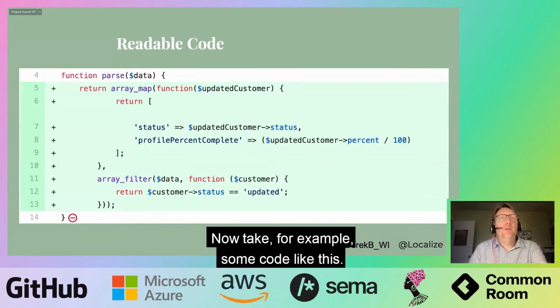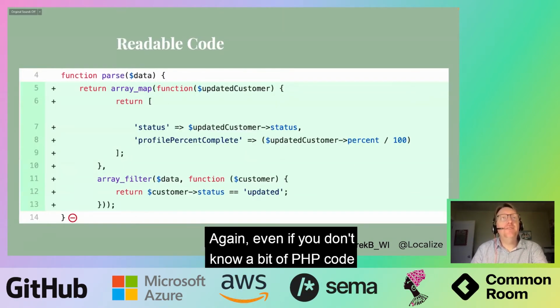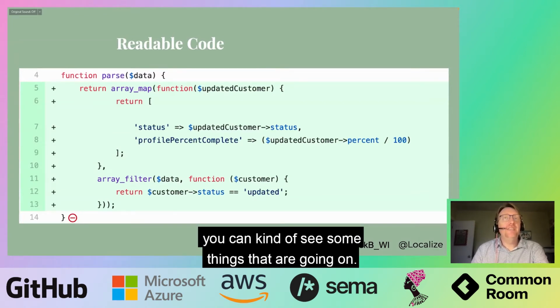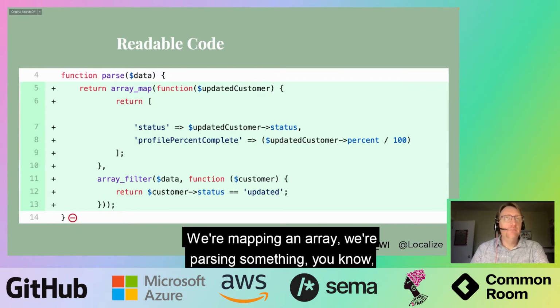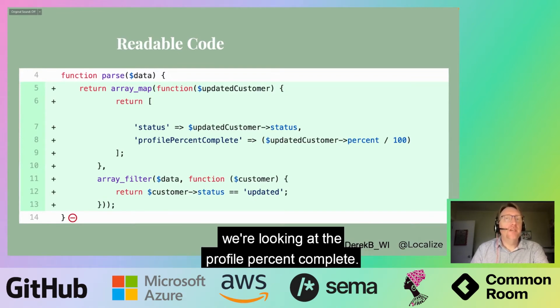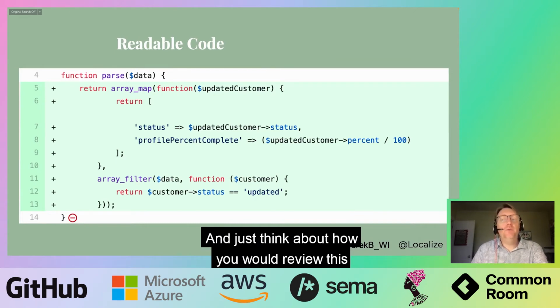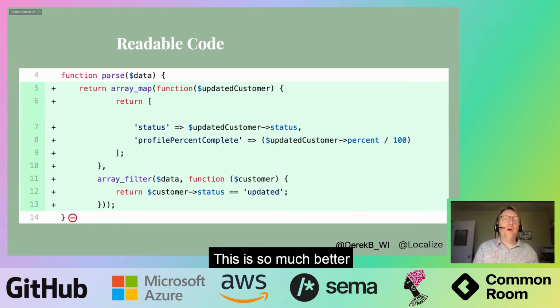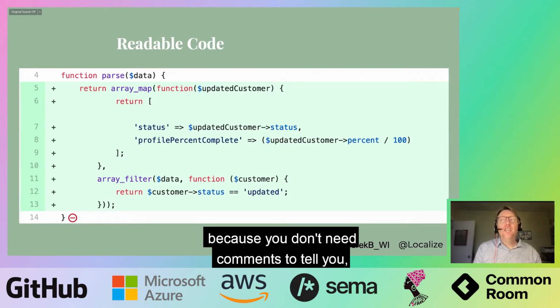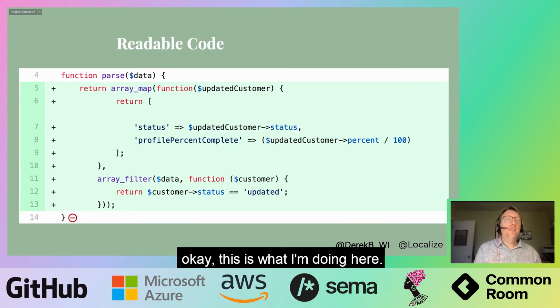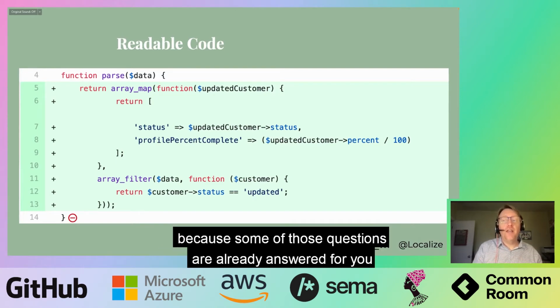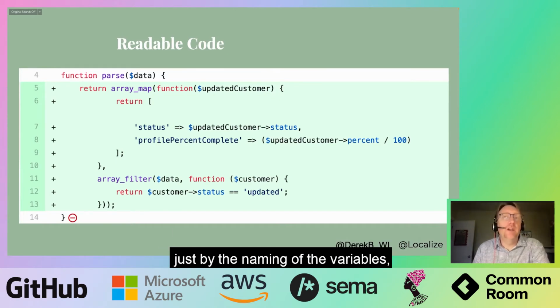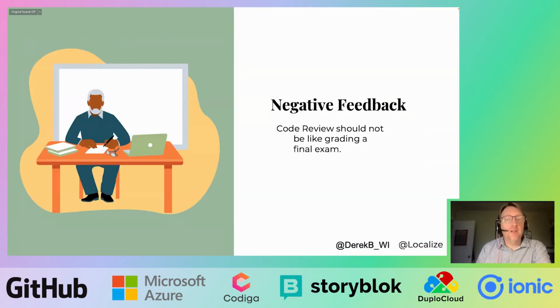Now, take, for example, some code like this. Again, even if you don't know a bit of PHP code, you can kind of see some things that are going on. We're mapping an array, we're parsing something, we're looking at the profile percent complete. And just think about how you would review this versus that other one. This is so much better because you don't need comments to tell you, okay, this is what I'm doing here. You don't have to ask those questions because some of those questions are already answered for you just by the naming of the variables and the method names and whatnot.